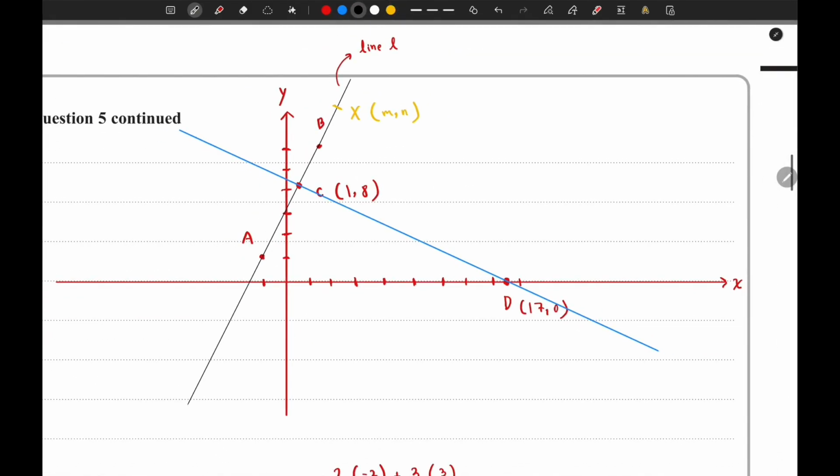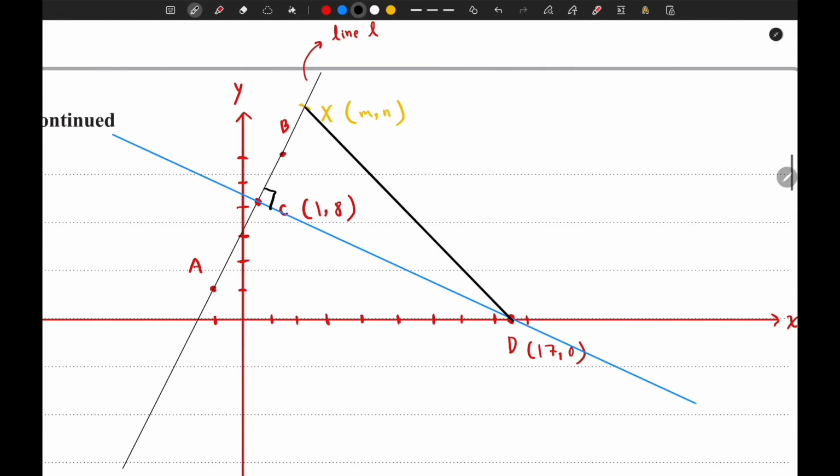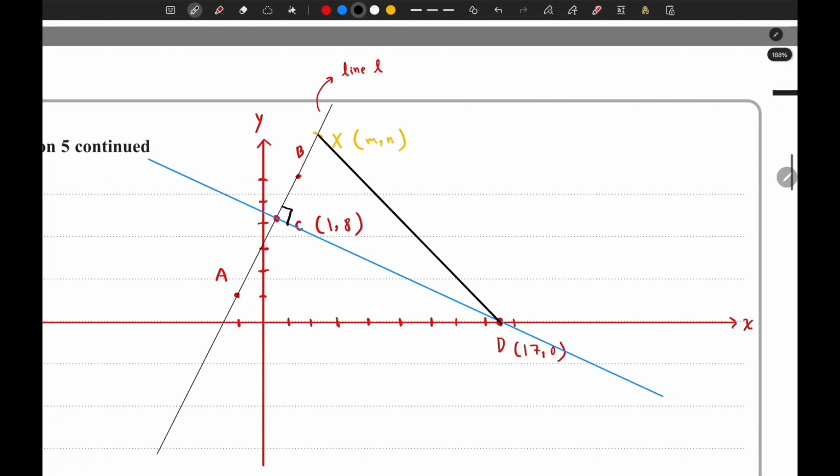Alright, now as you can see, this is a perfect right angle triangle, right? Wait, let me just draw the right angle triangle. This is a right angle triangle. Now, in order to find out the right angle triangle's length, we can create 2 equations.